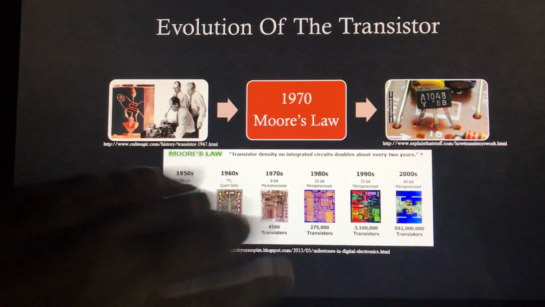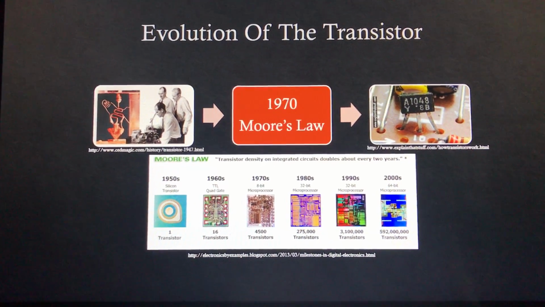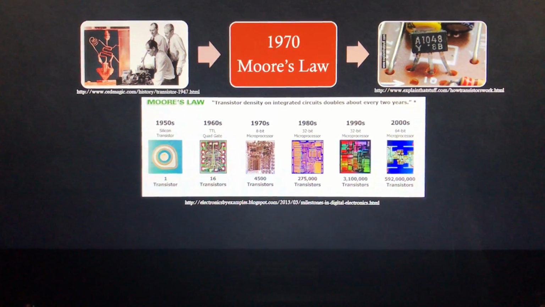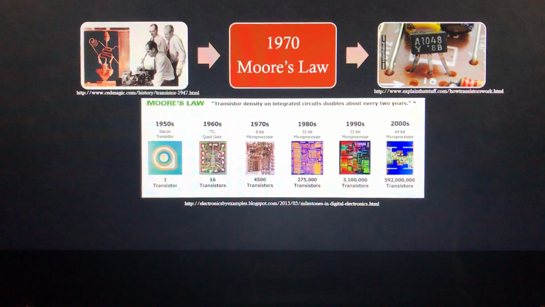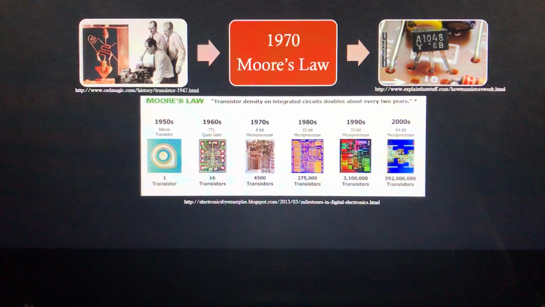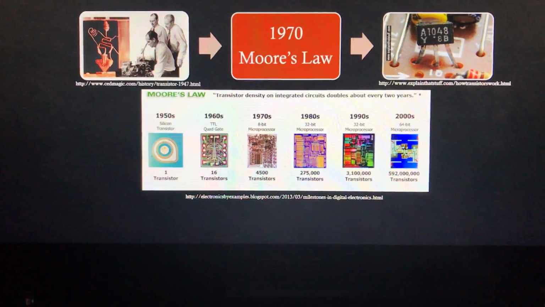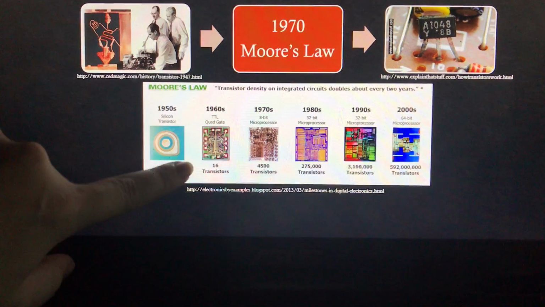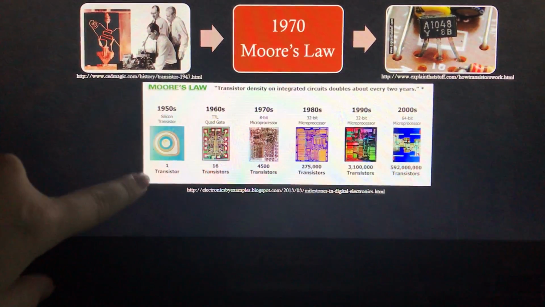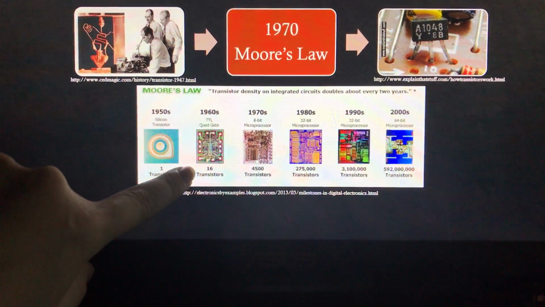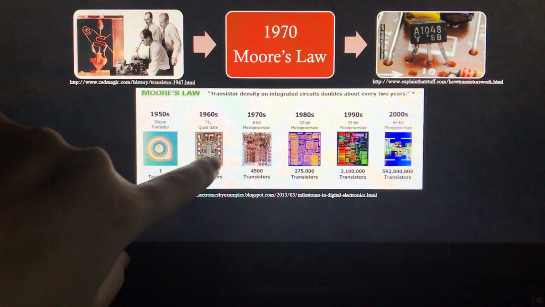Part of the evolution that I included was Moore's Law, which was mentioned in the video. To get into that, we're going to take a look at this little chart underneath it that says transistor density on integrated circuits doubles about every 2 years. So this law was kind of created in 1970. And as you can see, in the 1950s, the silicon transistor was pretty large. It was 1 transistor. And then we move into the 60s, so that's a decade later. There's 16 transistors in there. And you can kind of see them right there.